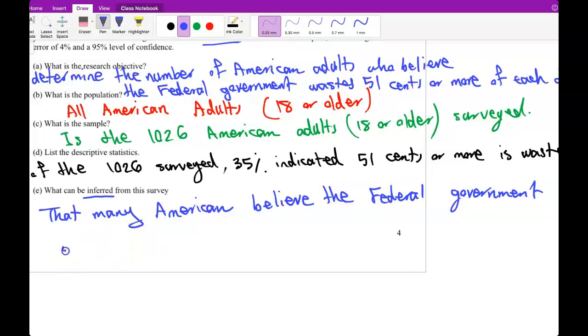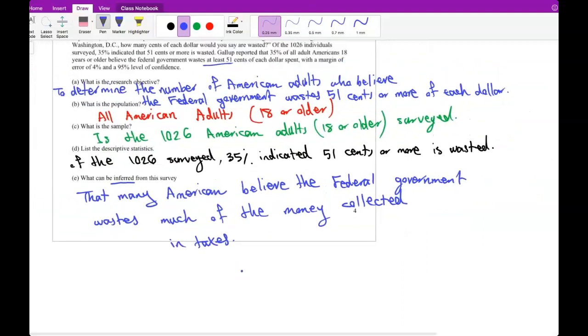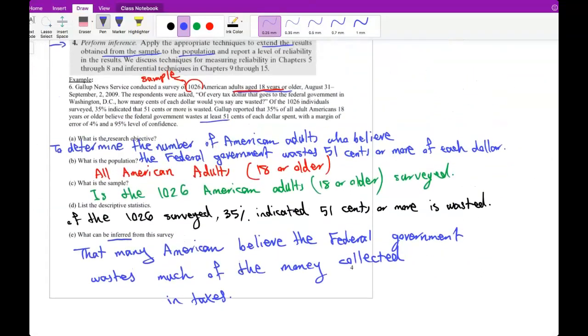So many believe that the government wasted, and here again I don't know what number we have. We have 51 cents, but here I don't know. So it's wasting much of the money collected in taxes. Okay, so this was the first section we covered for this chapter. Later, I'm going to work on 1.2.